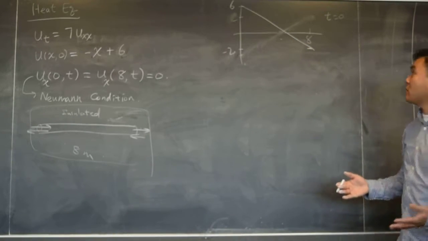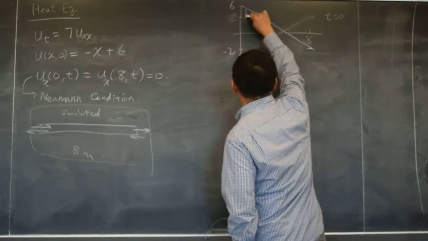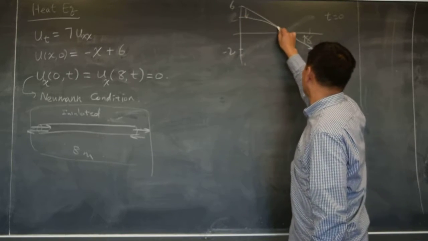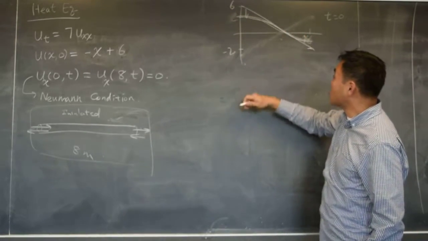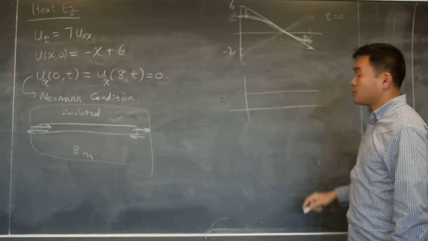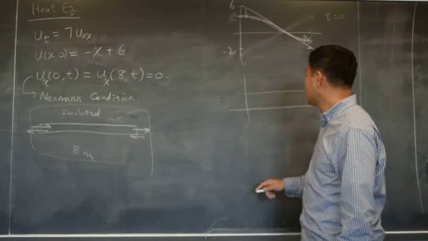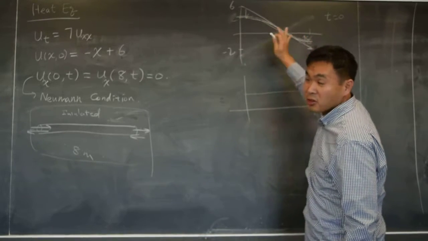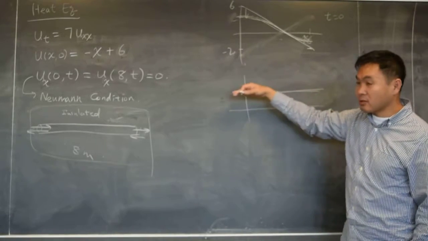And then when time passes, things will try to even out, right? So this is going to come down. That's going to come up. And it will be something like this. And then gradually it's going to even out. And the thing is, instead of being 0, because it has more higher temperature over here than negative temperature here, at some point it's going to have a finite temperature.